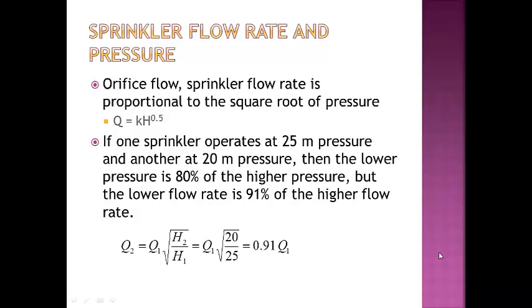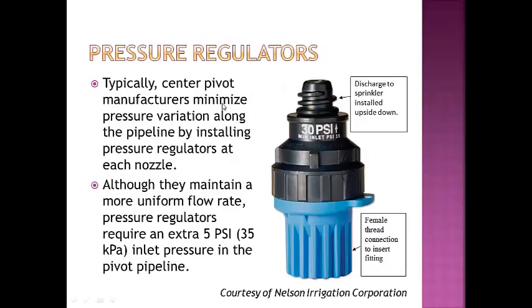But sometimes you have variation in elevation, and so you're going to have higher flow, and the center pivot is in a higher part of the field than in a lower part of the field, or vice versa, actually. So often center pivot manufacturers will install pressure regulators along the pipeline so that no matter what the pressure is in the pipe, all the sprinklers will get the same amount of pressure. For instance, this is a 30 psi pressure regulator. And this would be installed upside down. It'd be screwed onto the pipe, the drop tube, and then the sprinkler would be screwed onto it.